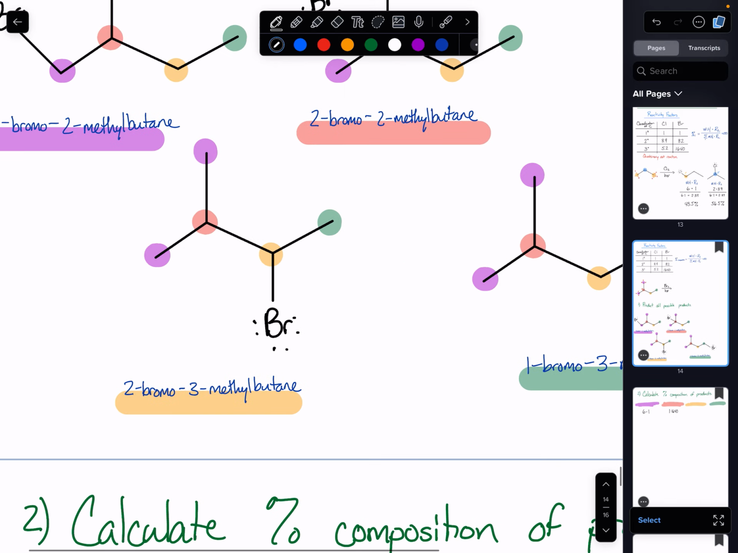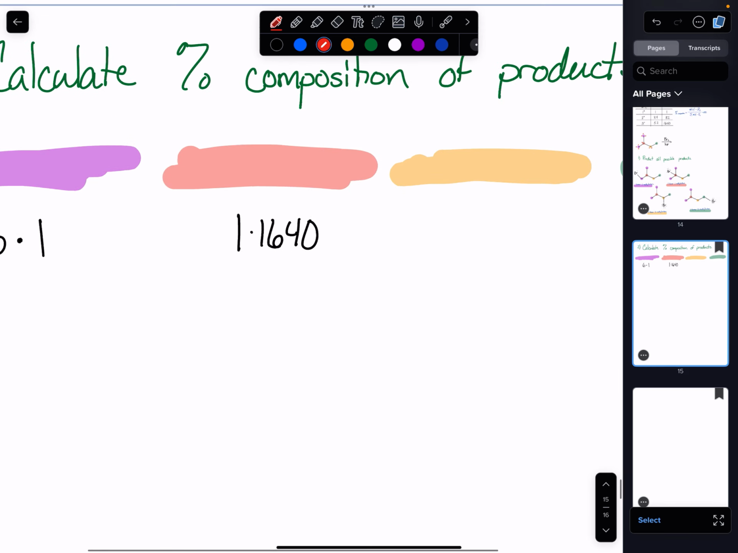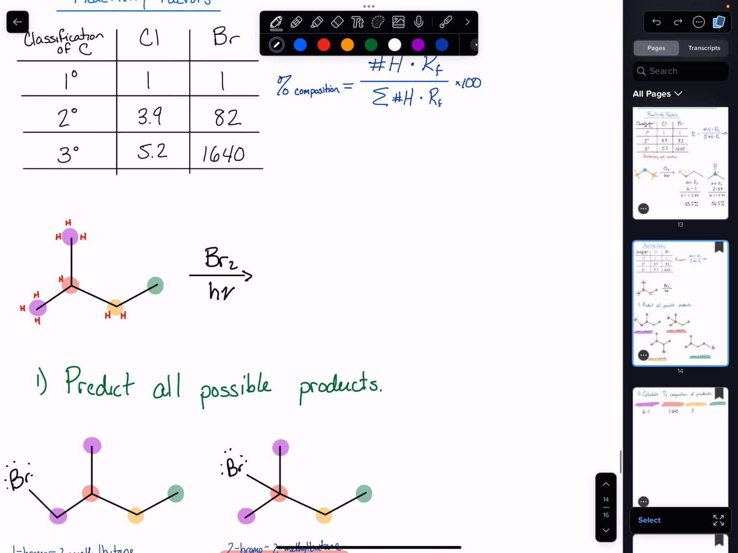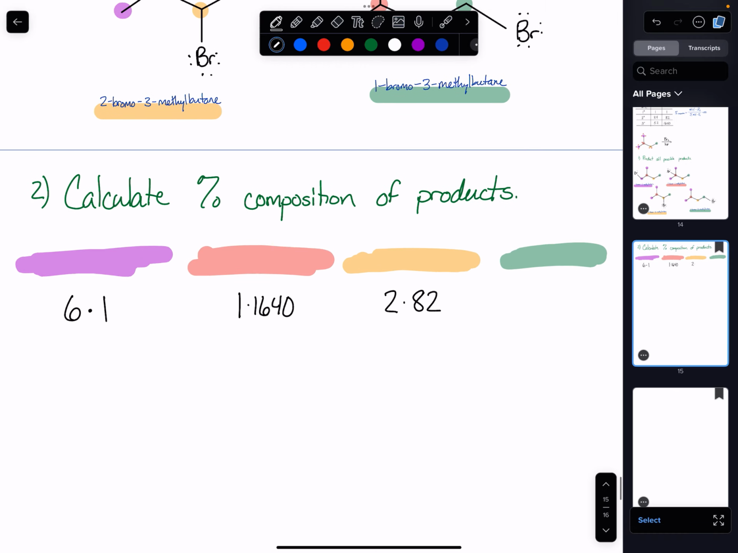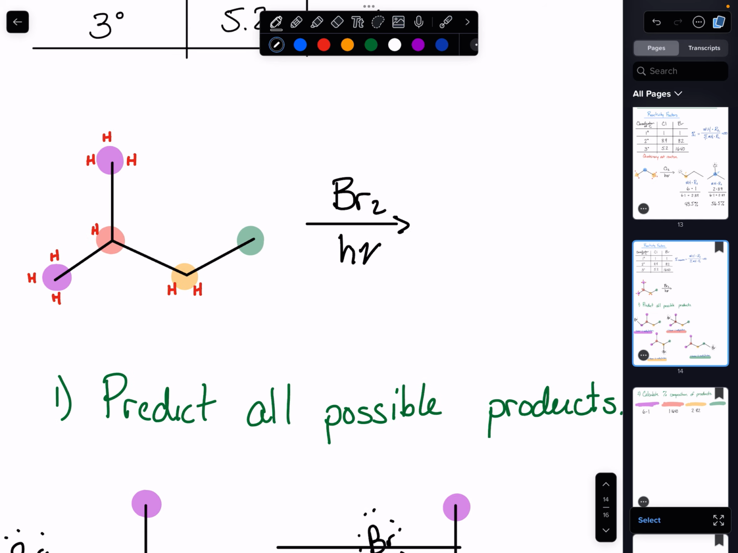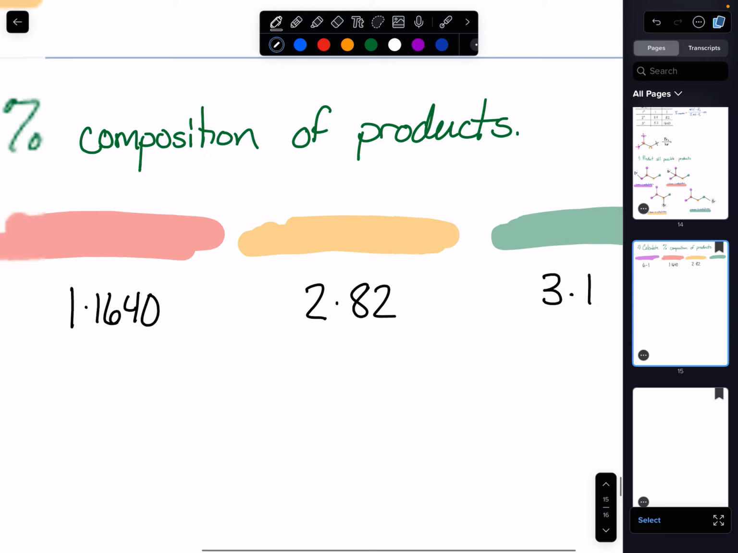My orange, how many hydrogens rather? So this is a secondary carbon, so it has 2 hydrogens. And the reactivity factor for bromine for secondary hydrogens is 82. And then lastly, that green group. This green group is also a primary carbon, but I couldn't lump it in with that purple group because it doesn't give me the same product as the purple group. So this would only have 3 hydrogens and that reactivity factor of 1.